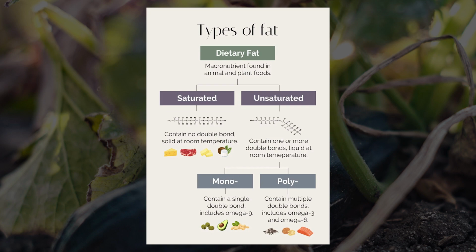Let's jump in here and we'll talk about kinds of fats. So there's three main categories of dietary fats. You have saturated fats, monounsaturated fats, and polyunsaturated fats. So at a gross level, you have saturation and unsaturation. And then within unsaturated fats, you have two kinds. You have the poly and the mono.